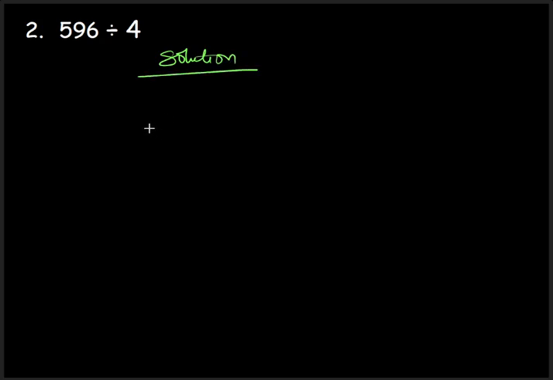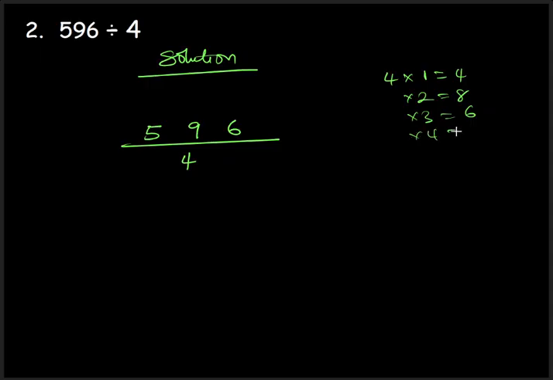Number 2 will be 596 divided by 4. Okay, let's see. This one I think we'll have to find remainders. 4 times 2, 8; 4 times 3, 12. Oh, this is the 4 times table, sorry about that.